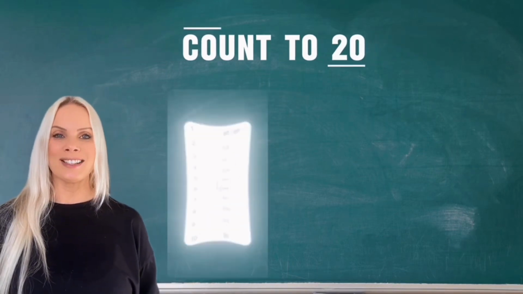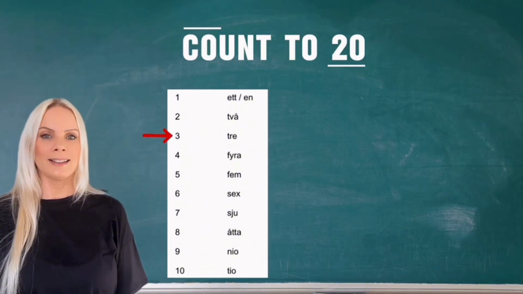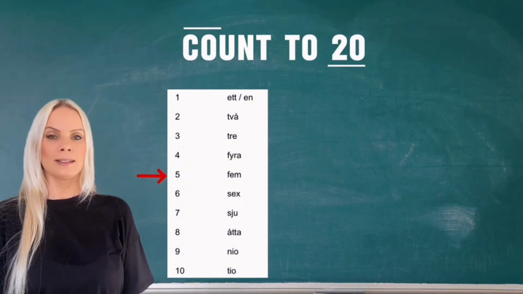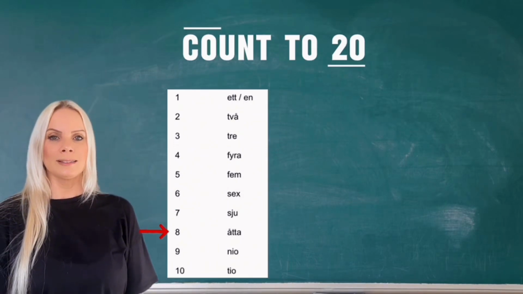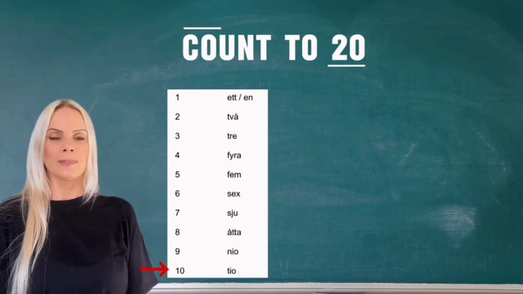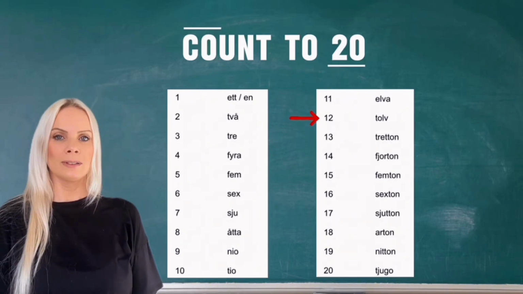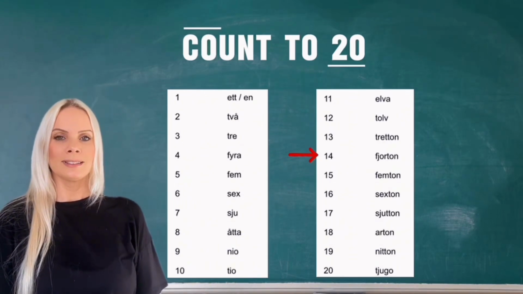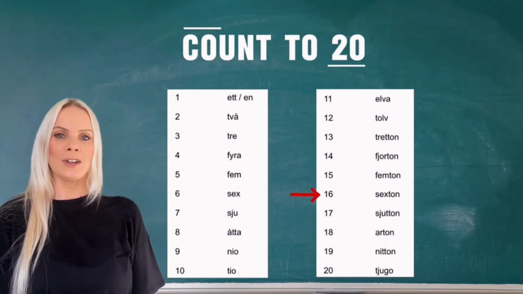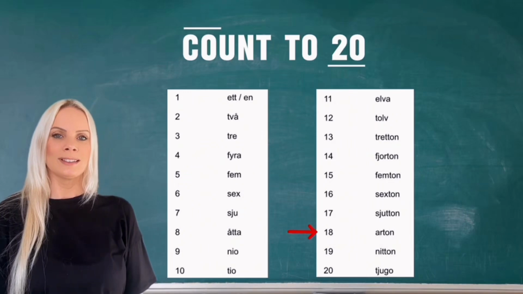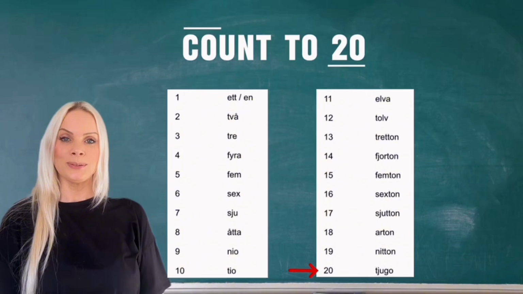Counting to 20 in Swedish. 1, 2, 3, 4, 5, 6, 7, 8, 9, 10, 11, 12, 13, 14, 15, 16, 17, 18, 19, 20. Woohoo!